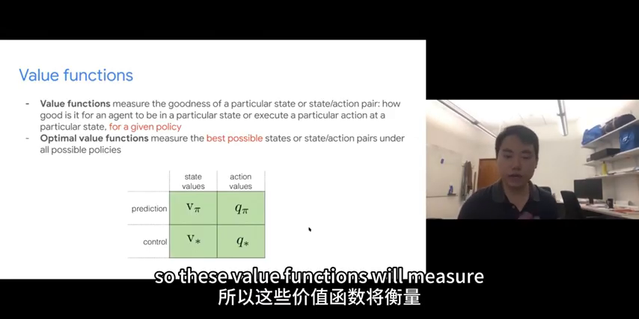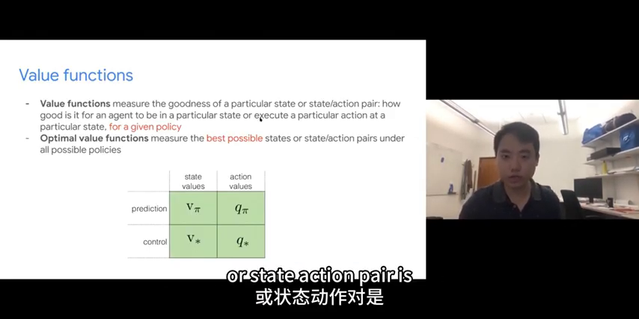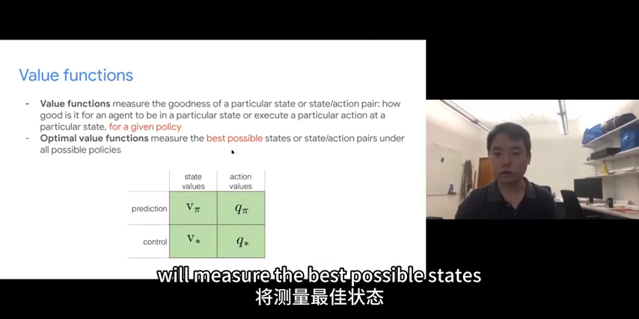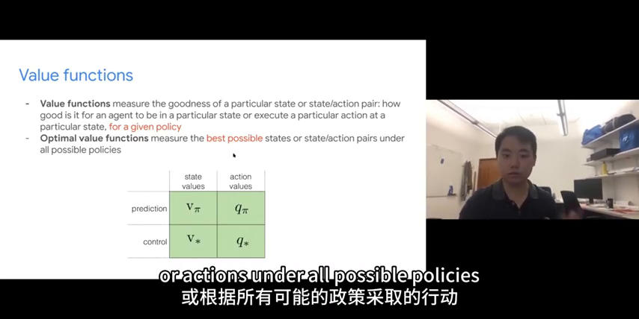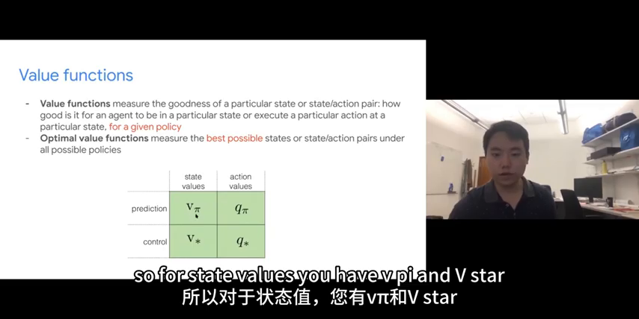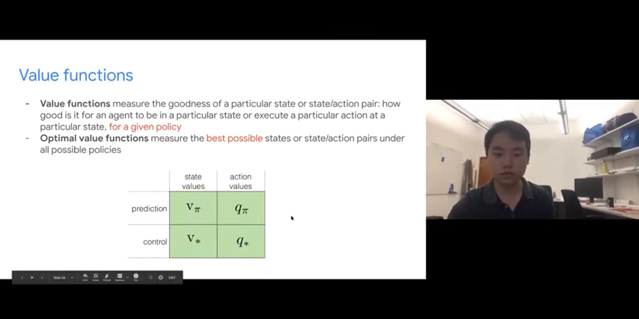Just to summarize, these value functions measure how good a particular state or state-action pair is for a given policy, and these optimal value functions measure the best possible states or actions under all possible policies. So for state values, you have V pi and V star, and likewise for action values, you have your Q pi's and Q stars.